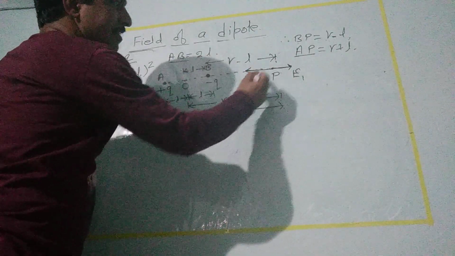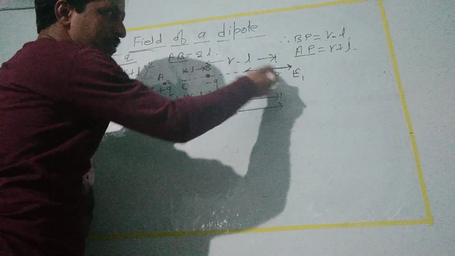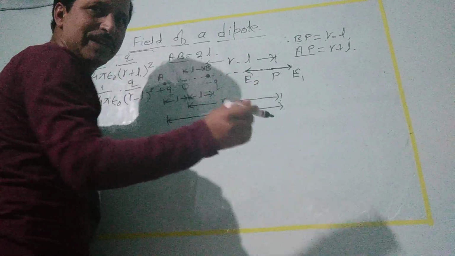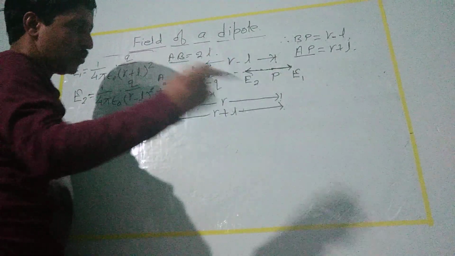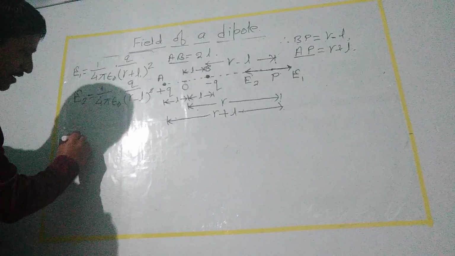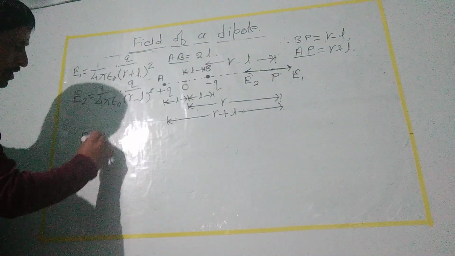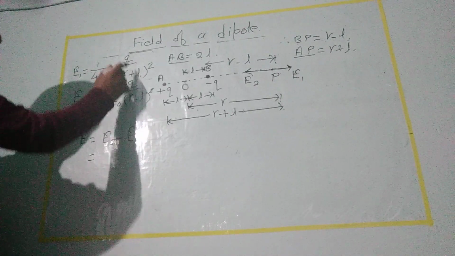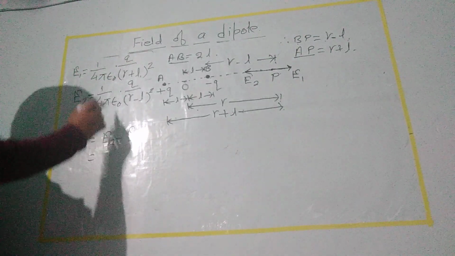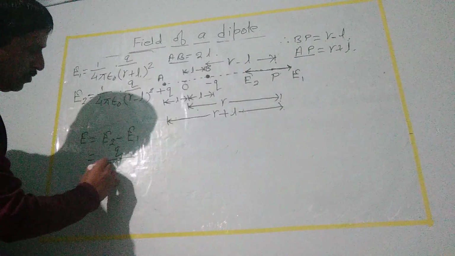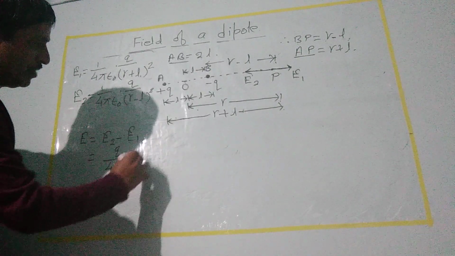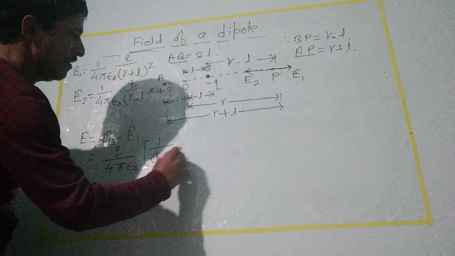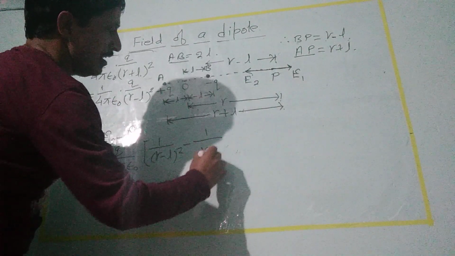And we can see minus Q being closer to P as compared to plus Q, the magnitude of E2 will be greater than that of E1. So the resultant field can be written as E equal to E2 minus E1 directly, which is equal to, taking Q upon 4 pi epsilon 0 common, Q upon 4 pi epsilon 0 into 1 upon (r minus L) whole square minus 1 upon (r plus L) whole square.